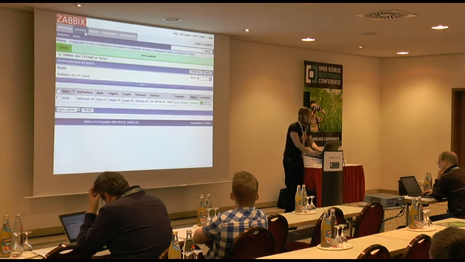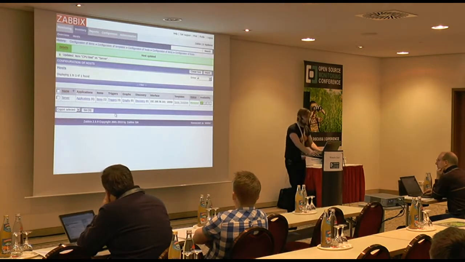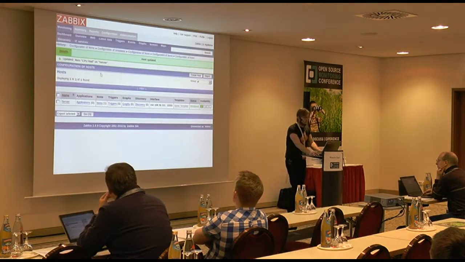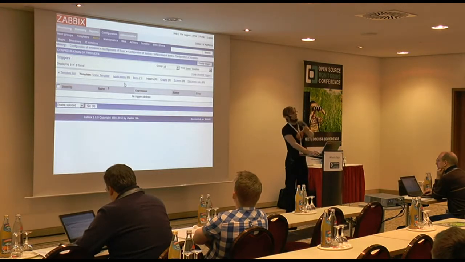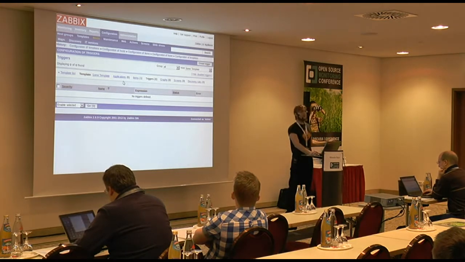I have an item, I have a template which is giving me this item, and now I would like to create a trigger as well. I will do this on the template level. So a trigger is a separate problem condition. In Zabbix, items only collect data. They don't care about what that data contains. Good, bad, doesn't matter. It's some data. It's some values.